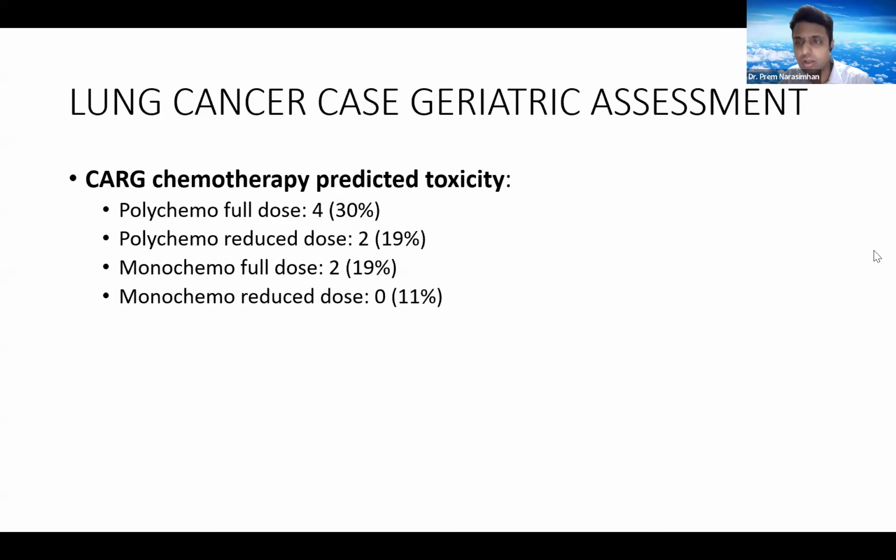Frankly speaking, we are not using the CARG score to decide the therapy. We are generally, in a busy OPD, still depending on the performance scale, the comorbidities, the burden of polypharmacy, and we definitely take the history of falls and all. But for deciding chemotherapy, I am not using the CARG score to predict the toxicity.